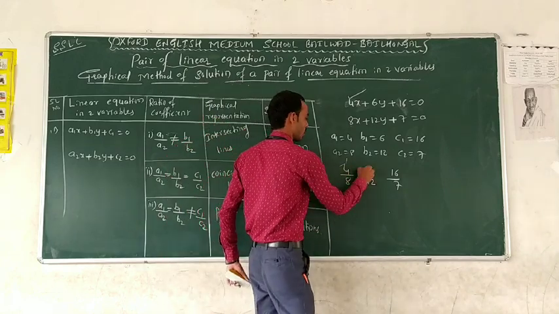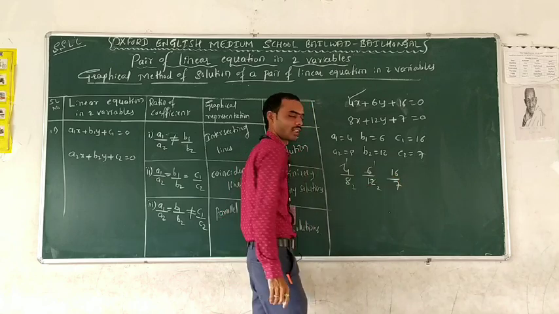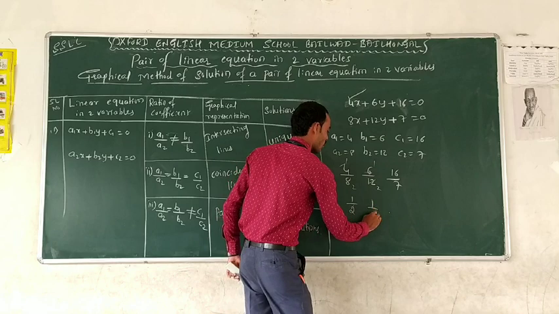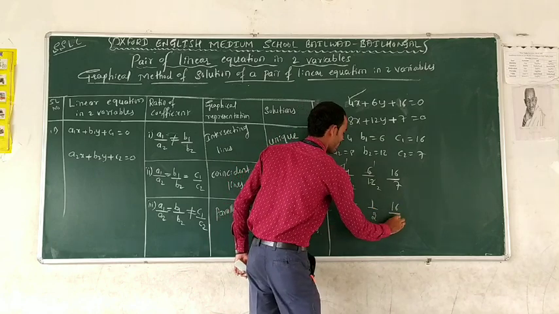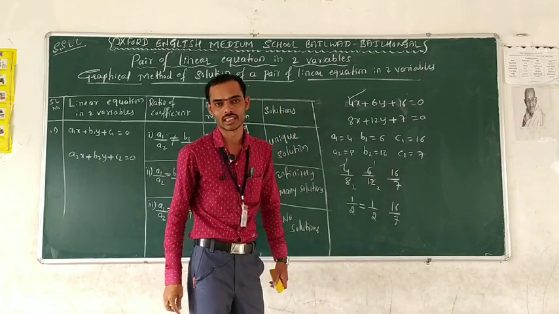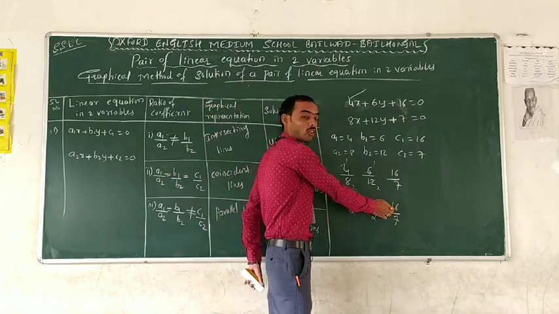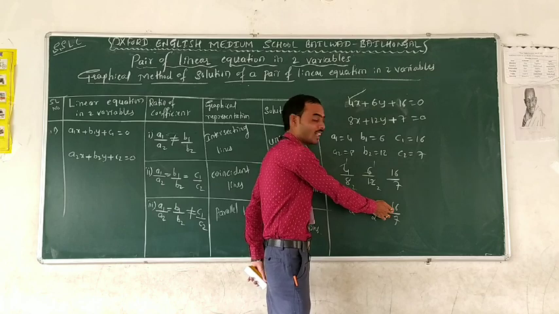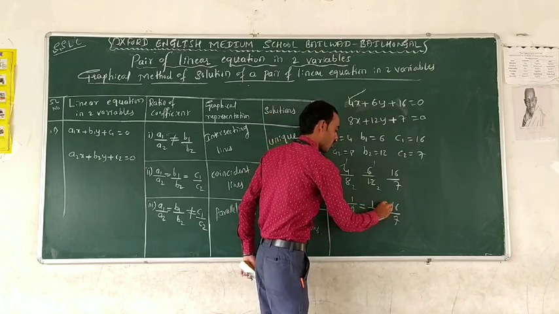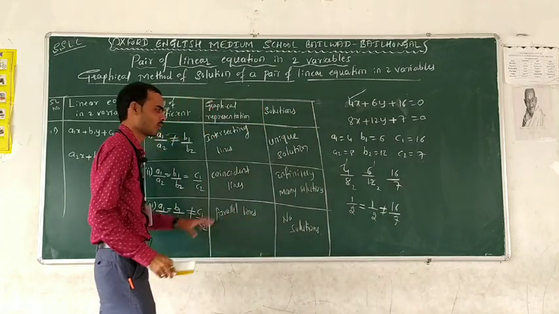4 ones are 4, 4 twos are 8, 6 ones are 6, 6 twos are 12, so we cancel and the answer is 1 by 2. Here also 1 by 2. Here as it is, 16 by 7. So the 1 by 2 values are equal to each other, but 16 by 7 is not equal to 1 by 2. Is it right? It is not equal. Just observe.